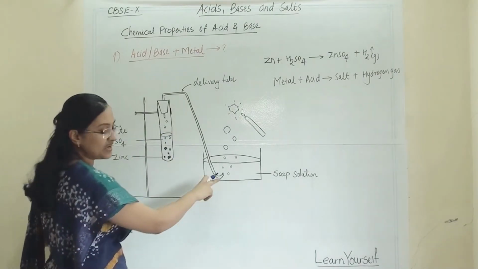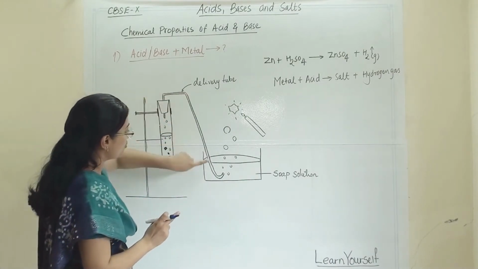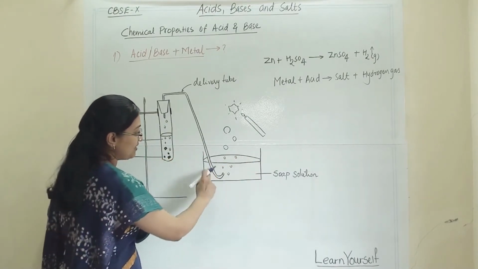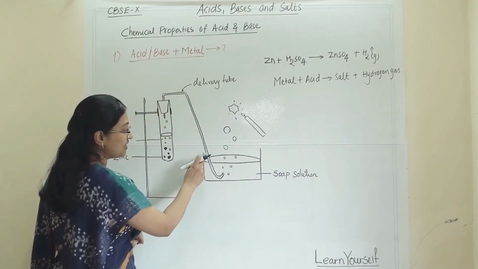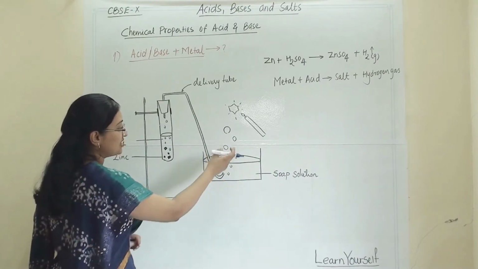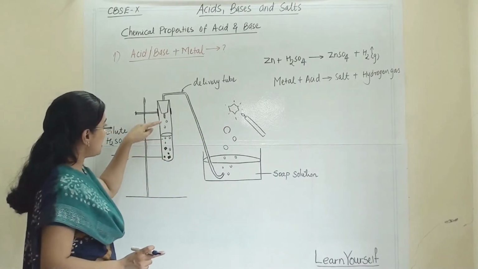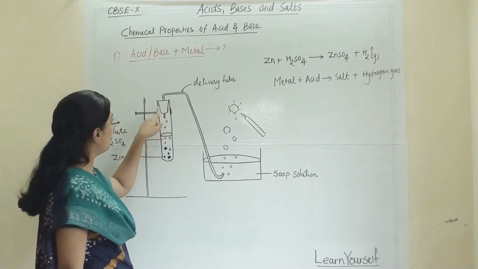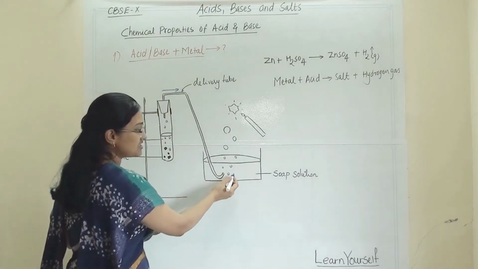How have I arranged my apparatus? From this test tube, one delivery tube will go to this soap solution bath. In this vessel I have kept soap solution, and this delivery tube I have dipped into the soap solution. So whatever bubbles will come out of this, as this bubble will start coming out, that gas or those bubbles will pass from this delivery tube and come to this vessel.